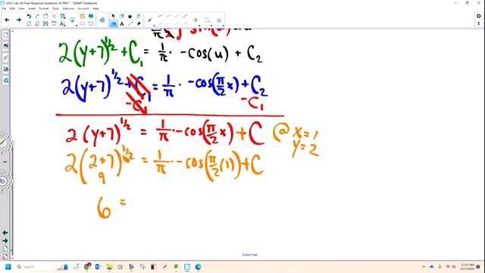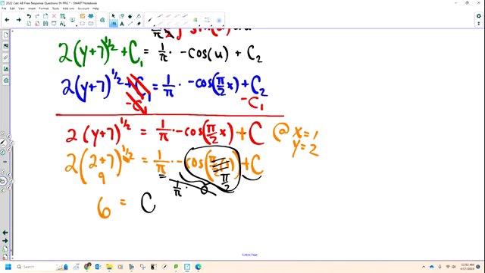All right. Well, this is nice because for the cosine we got pi over 2 times 1, which is just pi over 2. And the cosine of pi over 2 is 0, times 1 over pi, which is still 0. And then we just have our c on the side. Oh, that worked out really nice. Anything times 0 is 0. So 0 plus c. So c is 6.